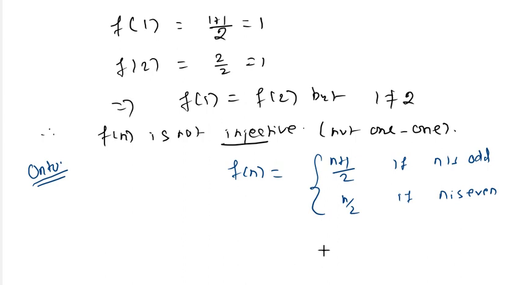Okay. Now let m equal to f of n. Then we should find n in terms of m. Case 1, n is an odd number, and case 2, n is an even number.